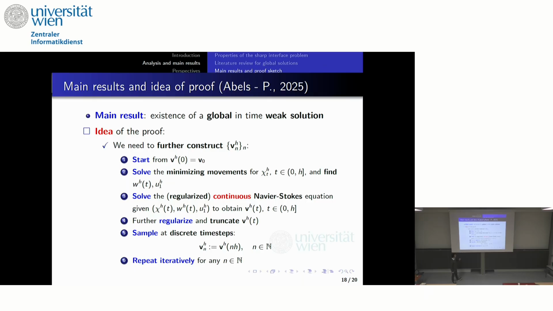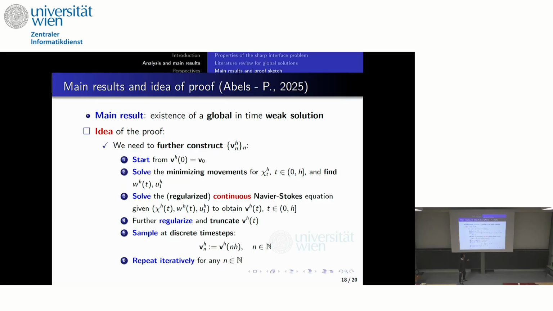We regularize the Navier-Stokes and we get our velocity continuously from 0 to h. Then what we need to do? We again need to regularize this velocity a bit, truncate it, sample it, because it will be the one used in the minimizing movement scheme. The velocity must not depend on time, so we need to sample the velocity, but now the velocity is sufficiently regular, and so we can sample it.